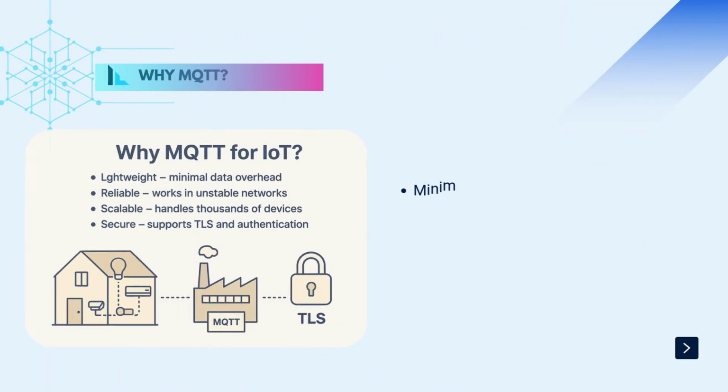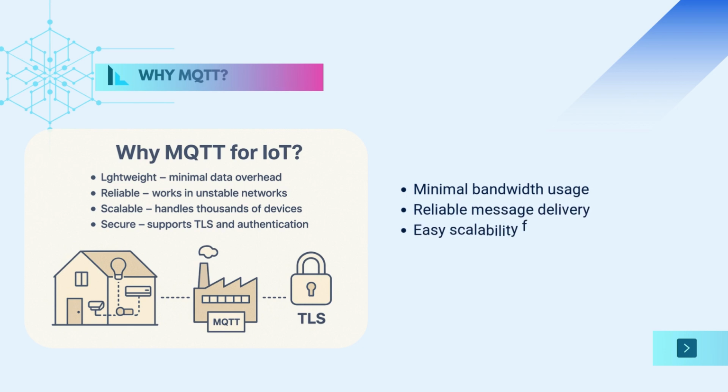So why is MQTT such a perfect fit for IoT? Here are the main reasons. Lightweight, with a very small overhead, MQTT works well on devices with just a few kilobytes of RAM and limited processing power. Reliable, even in unstable networks like mobile data or remote rural connections, MQTT can deliver messages using QoS.